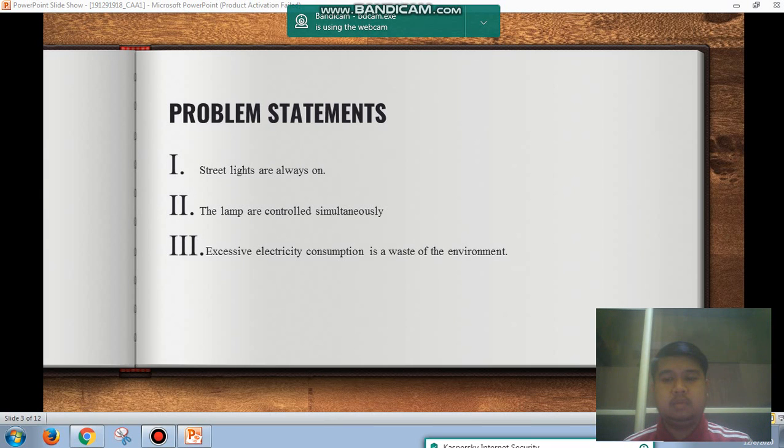Problem statement. First, street lights are always on. Second, the lamps are controlled simultaneously. And lastly, excessive electricity consumption is a waste of the environment.